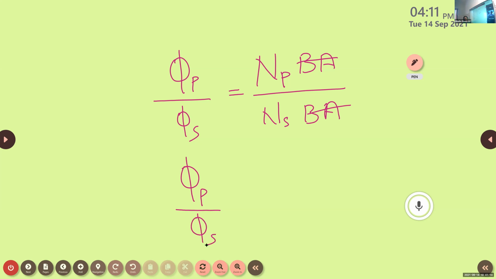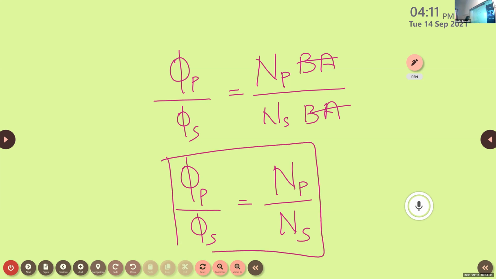So we get phi P divided by phi S, that is the ratio between the magnetic flux of the primary coil to that of the secondary coil, is equal to the ratio between the number of turns of the primary coil to that of the secondary coil. So this is one of the important relations of a transformer. Give this as our equation number A. Phi P by phi S is equal to NP by NS. They are directly proportional to each other.